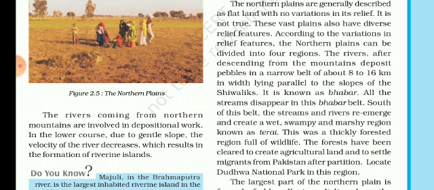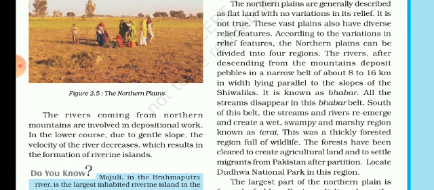After descending from the mountains, the rivers deposit pebbles in a narrow belt of about 8 to 16 km, lying parallel to the slopes of the Sivaliks. It is known as Bhavar belt. All the rivers and streams disappear in the Bhavar belt.